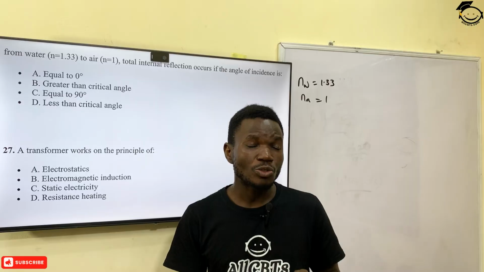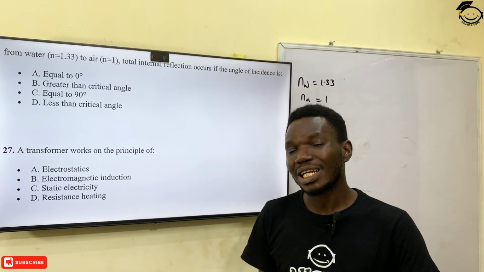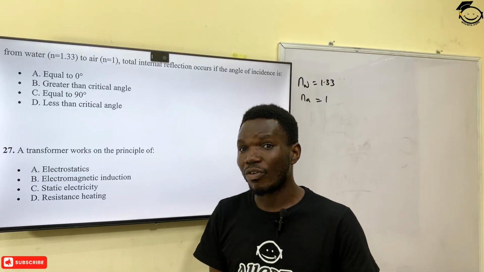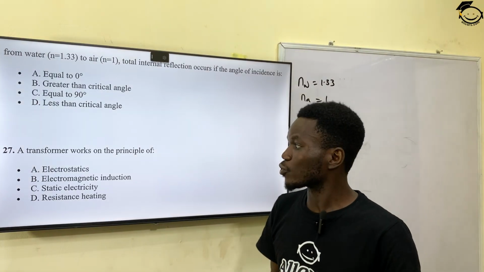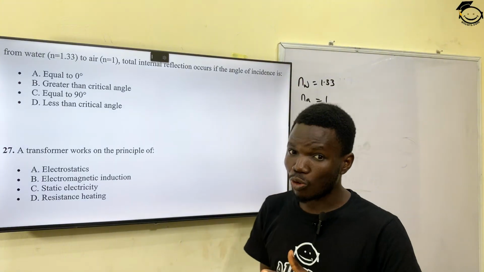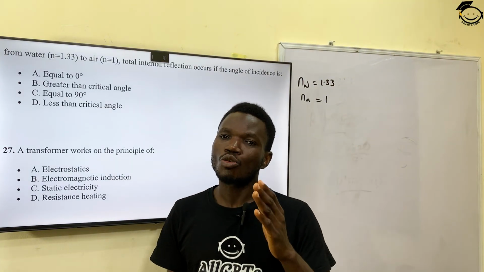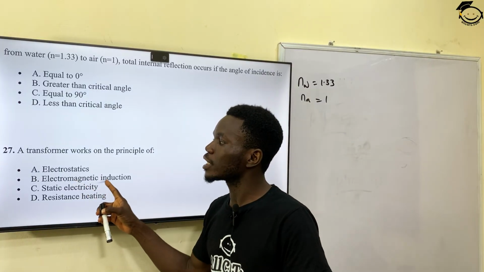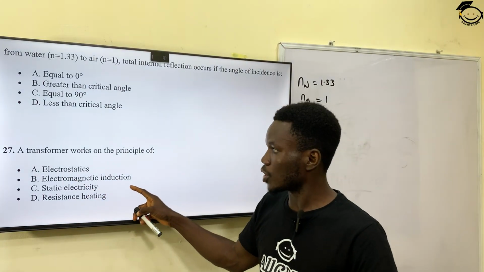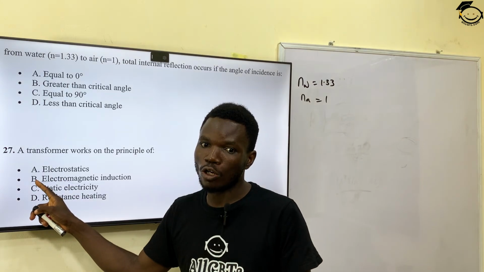So moving on to question number 27, which says a transformer works on the principle of dash. A transformer works with the principle of electromagnetic induction, where it converts your magnetic field to induced EMF. So your transformer converts what? Your magnetic field to induced EMF, which is the principle of electromagnetic induction. So the correct answer to this question number 27 is option B.